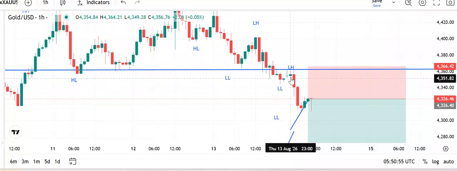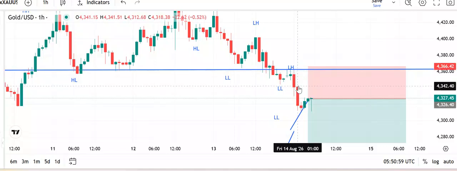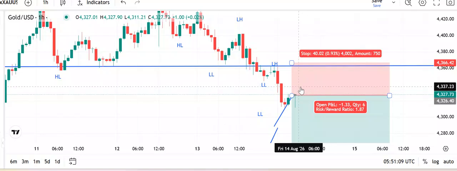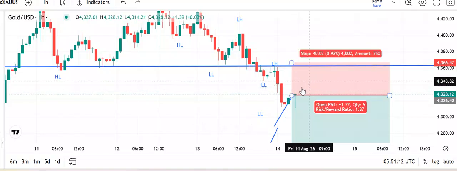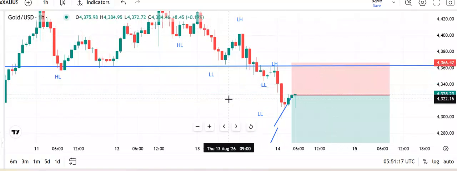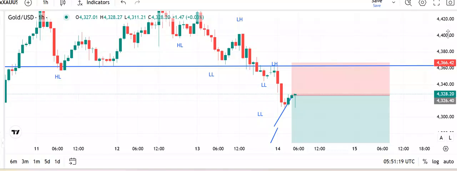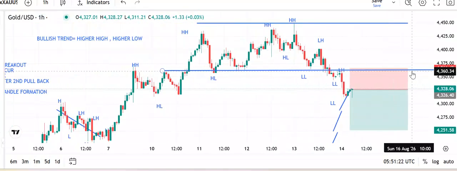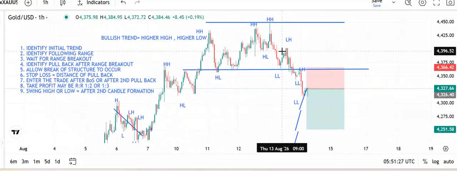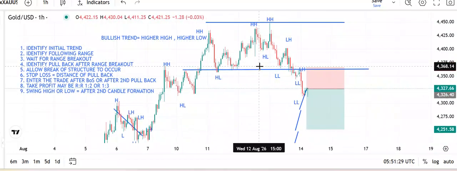So this is the second pullback. It's not really prominent, not really visible. And this is the break of structure of the second pullback. But this might turn out to be our second pullback, but my analysis might be wrong. Price might continue to go higher. Today is Friday, anything can happen. So that's the analysis for today on how to trade gold on the 1 hour time frame based on what price action and ICT is showing on the screen.